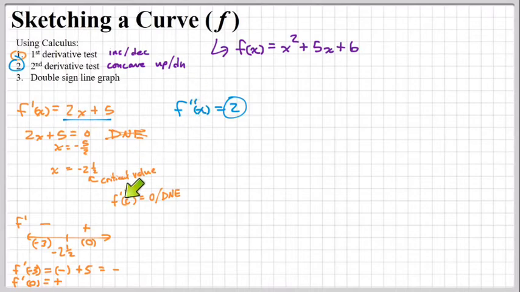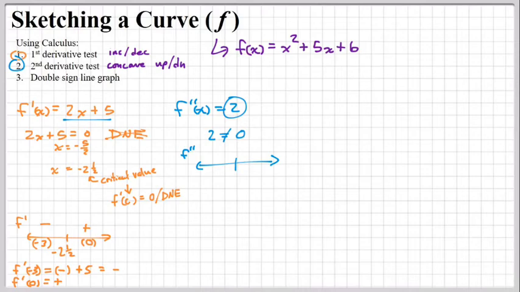For f prime, these are always going to be critical values. It doesn't matter if the sign changes or not, they're always going to be critical values. Because f double prime equals 2, we're not going to take 2 and set it equal to 0 because that doesn't work. There's no possible inflection points that we can use to create our sign line graph.